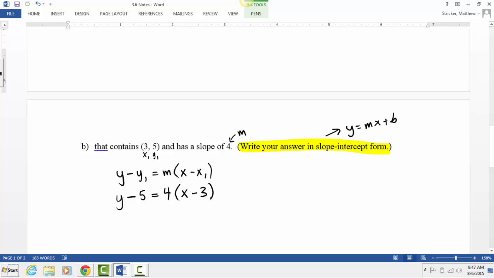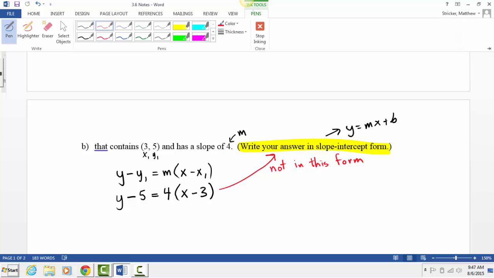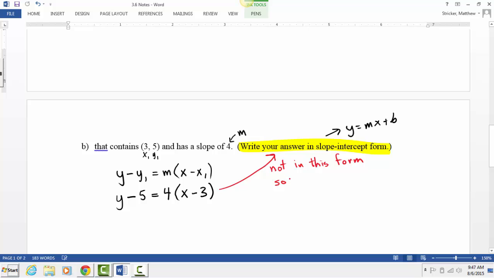Now you'll notice that what we have so far is not in the correct form. So we've got to do some algebra to solve for y. We need to solve for y.